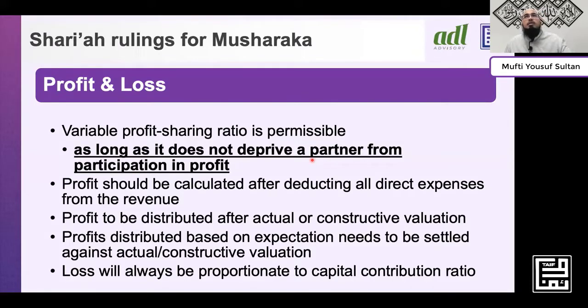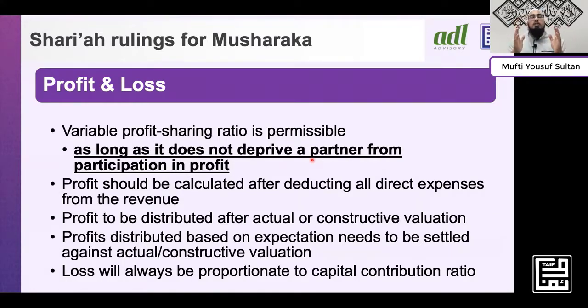Now, for a sleeping partner, we cannot give him a profit sharing ratio more than his capital contribution ratio. So, for example, it's a venture of $10,000 where 2 parties come together, putting 5,000 each.